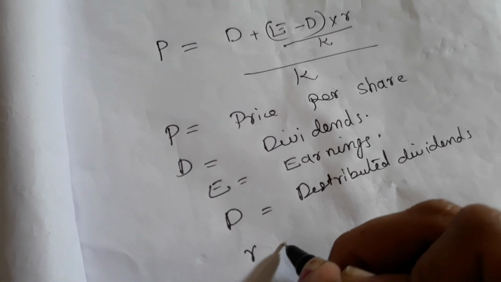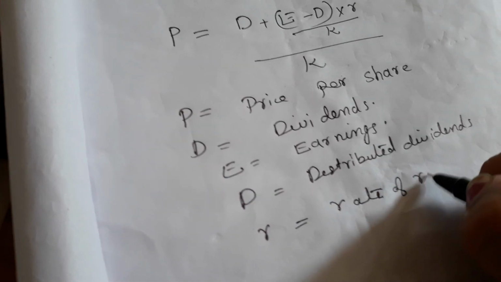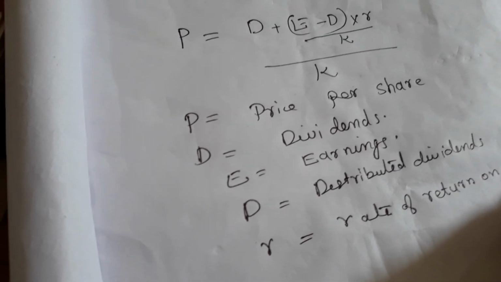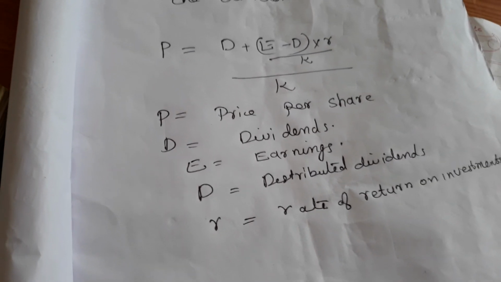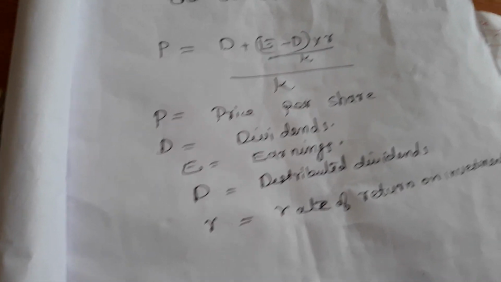Now R is the rate of return on investments. That is, if we use the retained earnings, if we use the profits for some investments, what might be the return on the investments?